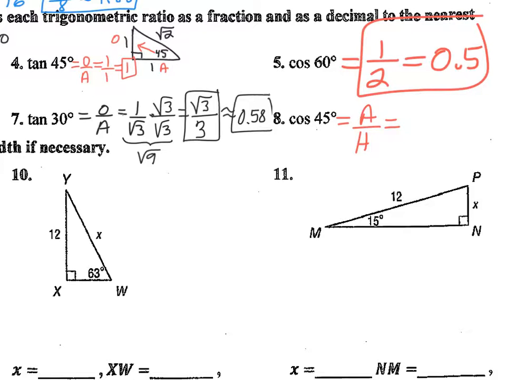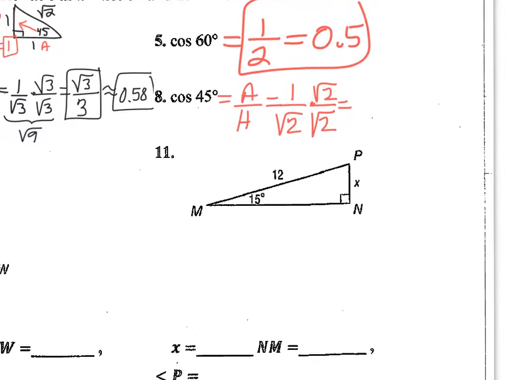Let me get my pencil. 1 over square root of 2. Can I leave the answer like that? No. You need to rationalize, right? So multiply by square root of 2, both sides, top and bottom. So the answer should be square root of 2 over 2. And approximately, so square root of 2 over 2 is 0.71? Okay, 0.71.